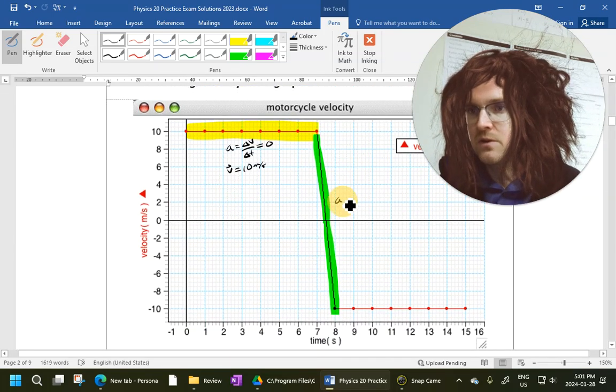So just like we did before, I can find out what the acceleration is here. Okay? I could do the change in my velocity divided by my change in time. There's only 1 second. So I put 1 second here.